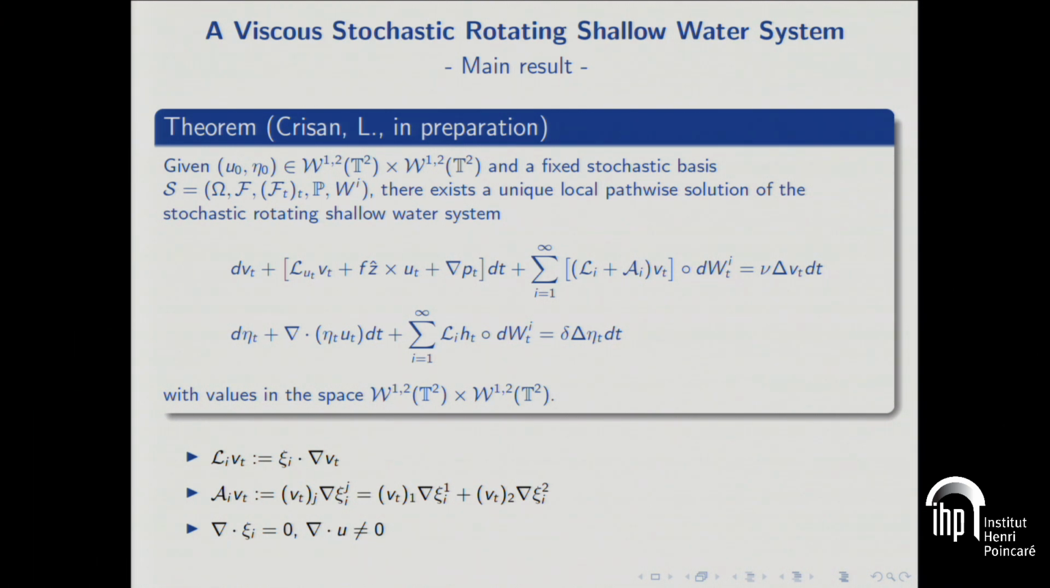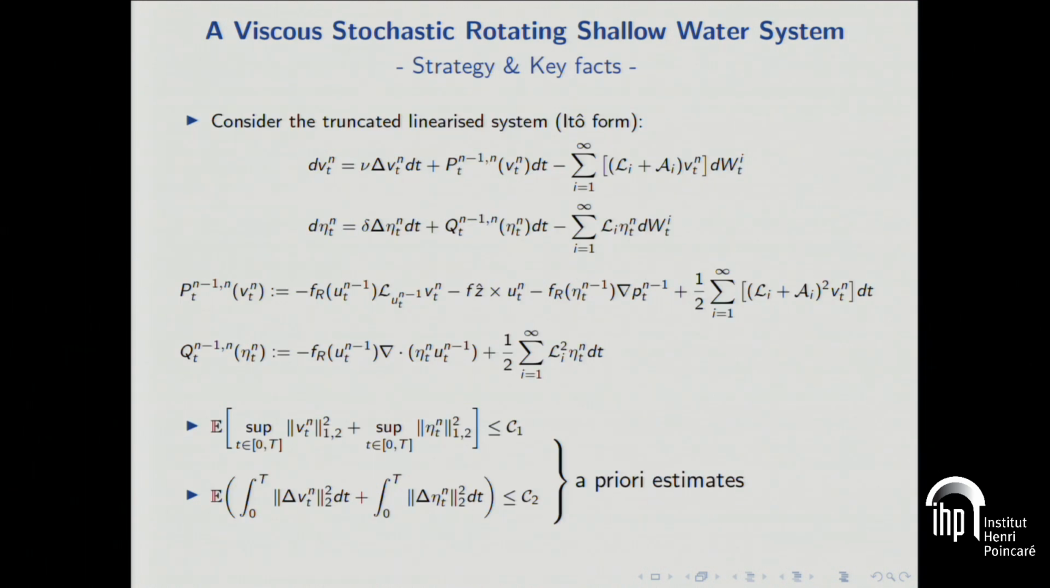So we start in W^{1,2}, and we can obtain a strong solution from a probabilistic point of view. We have rewritten this equation in a slightly nicer form. So L_i is the operator given by the Lie derivative, the dot product between psi_i and the gradient of V_t. And A_i is this sum, the one I talked about before. And the divergence of psi is 0, the divergence of u is not 0. Okay, how do we prove it?